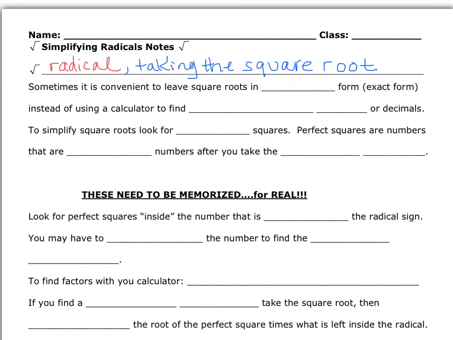Because when we take the square root of a number, sometimes it ends up as a long, ugly decimal, sometimes it's easier to just leave the square root in radical form, or you have also heard me refer to that as exact form. So when you leave it as, say, the square root of 29, because the square root of 29 is like 5.4, we can just leave it as the square root of 29. So we leave it in radical form instead of using a calculator to find the approximate value.